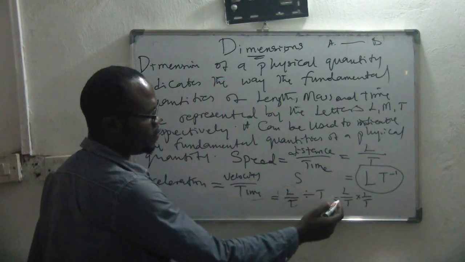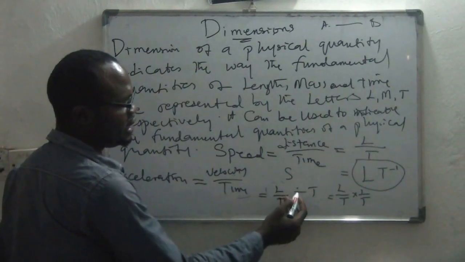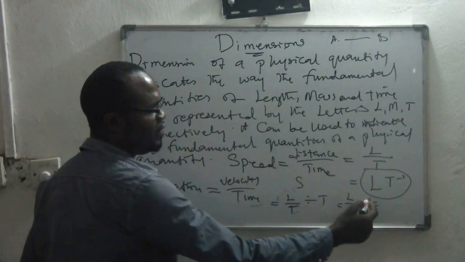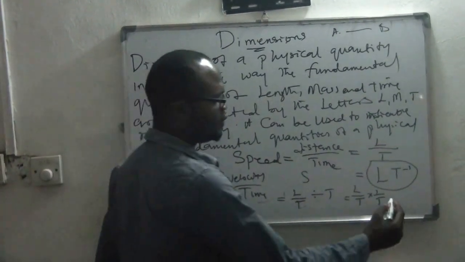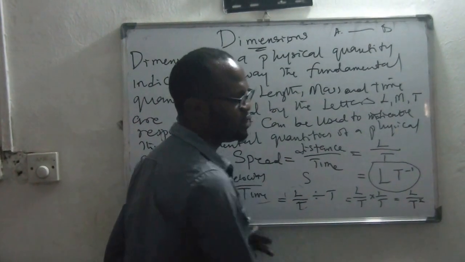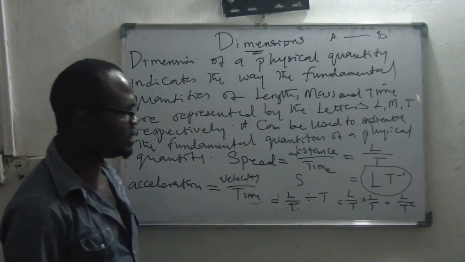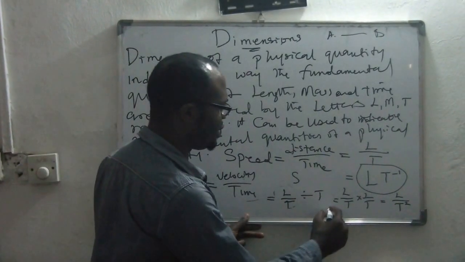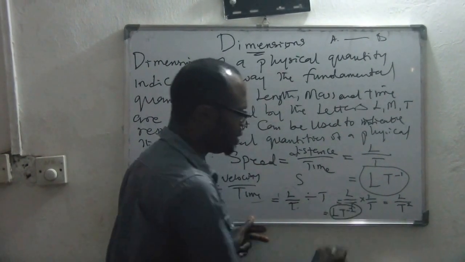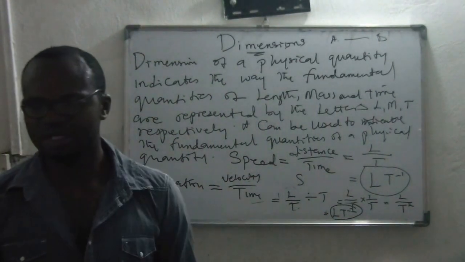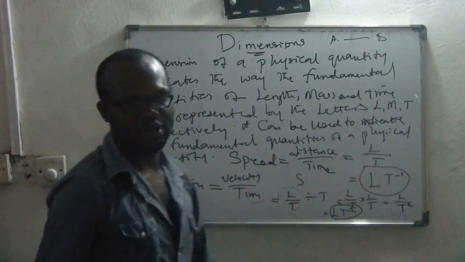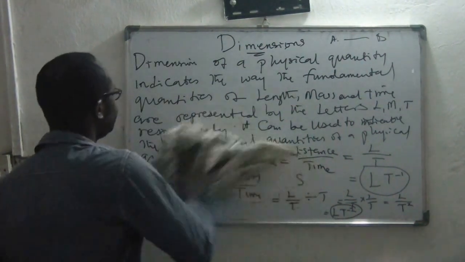Then this is still equal to the same thing. But if you want to change the division sign to multiplication, instead of writing T, you have 1 over T. So if you break this down, you have L over T squared. And L over T squared is the same thing as saying L T to power minus 2. So this is the dimension of acceleration: L T to power minus 2.